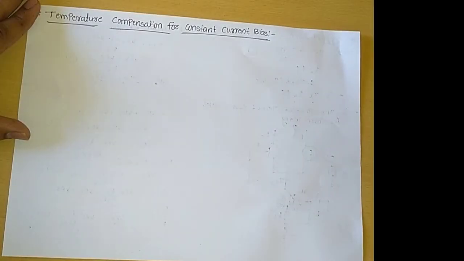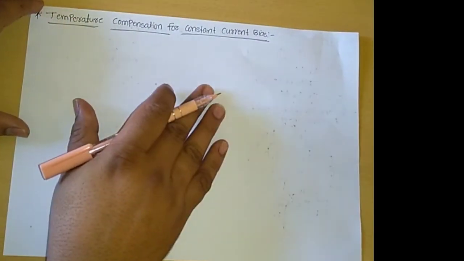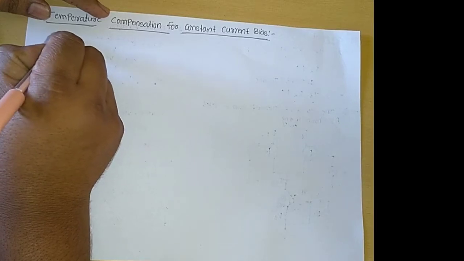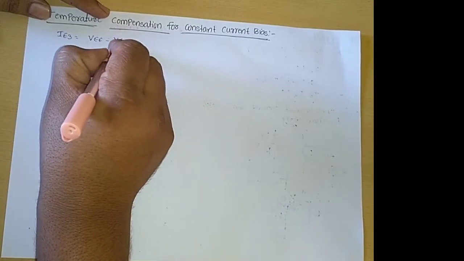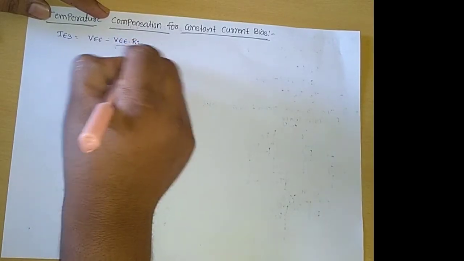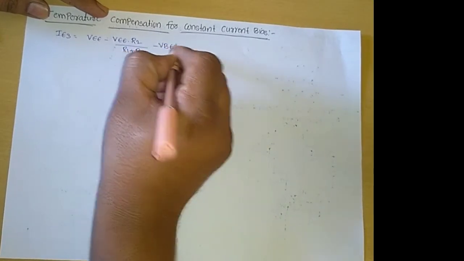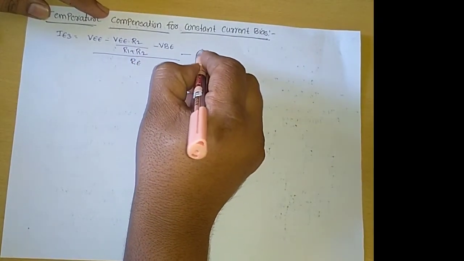Today we are discussing temperature compensation for constant current bias. In the last class, with the help of the constant current bias method, we determined the emitter current IE3 equal to VEE minus VEE into R2 whole by R1 plus R2, minus VBE, whole by RE. Consider this equation number 1.